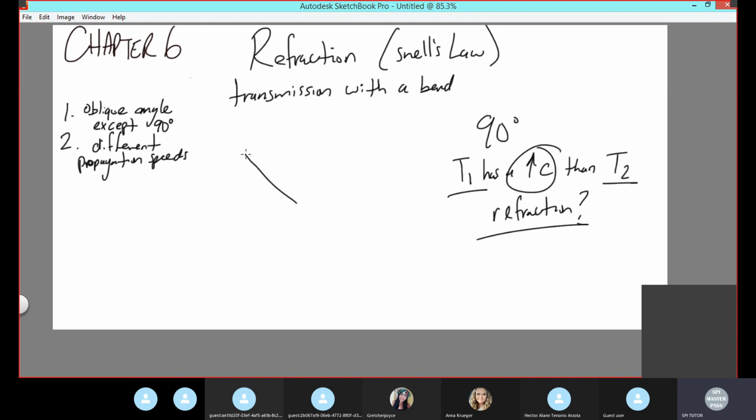Or maybe they give you an oblique angle, but the propagation speeds are the same. So what happens to this oblique angle? It continues in that same oblique angle. It doesn't bend. It doesn't change directions. It continues in the same direction. So that's what it means by there is no refraction.